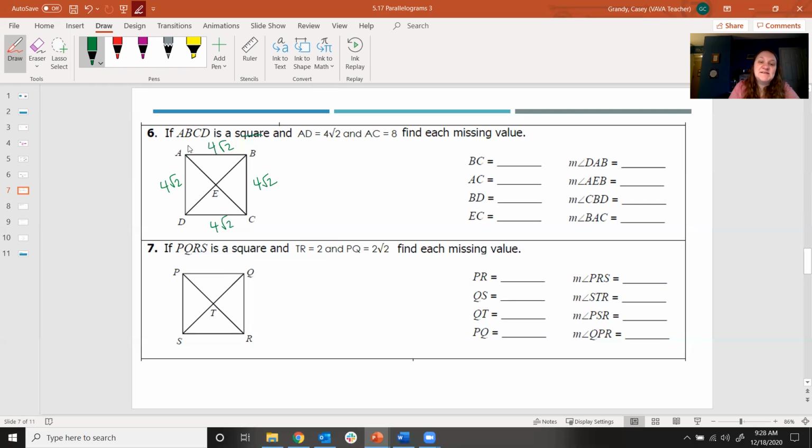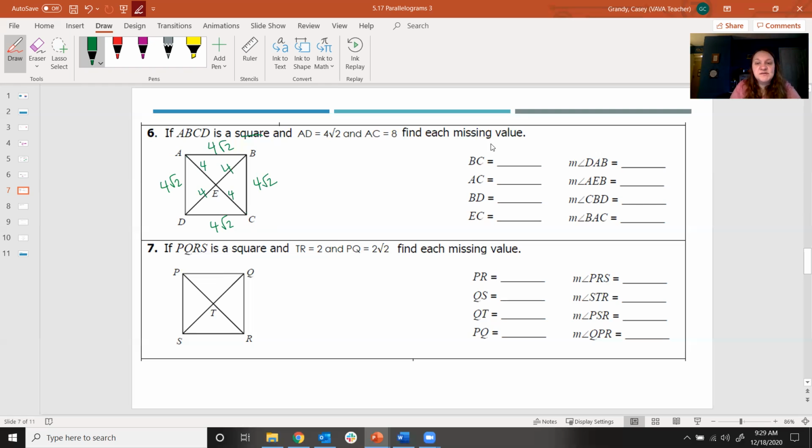It says that AC equals 8. So because it has the properties of a rectangle and a parallelogram, I know that the diagonals bisect each other. So AC has to be 4 here and a 4 here to bisect it. But because it's a rectangle, I know the diagonals are congruent. So this piece has to be 4 and so does this one.